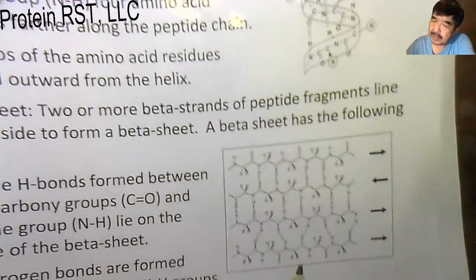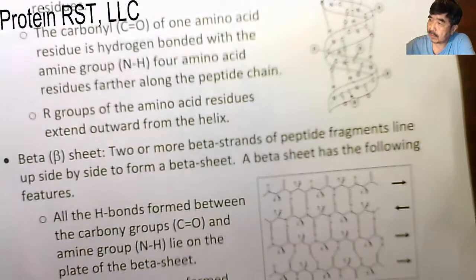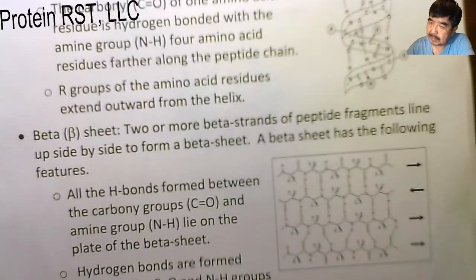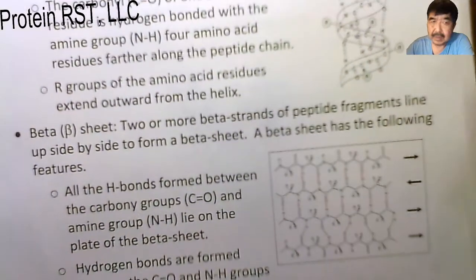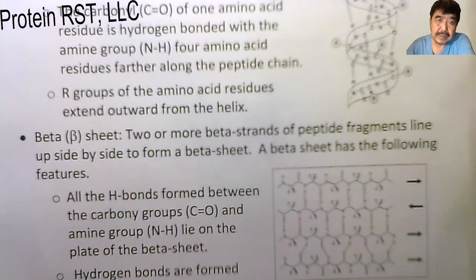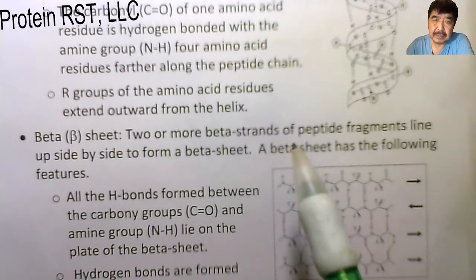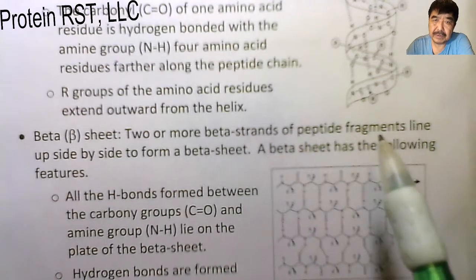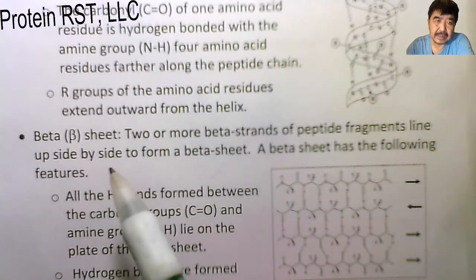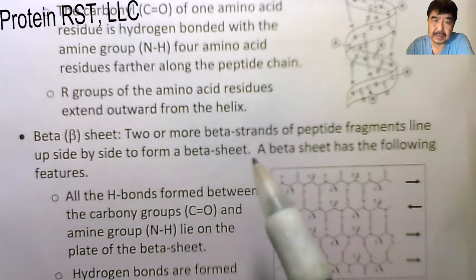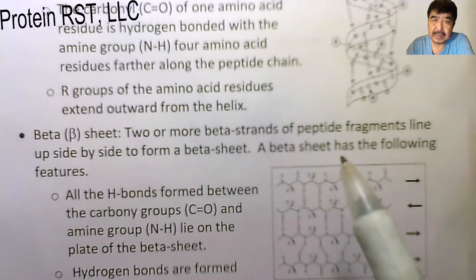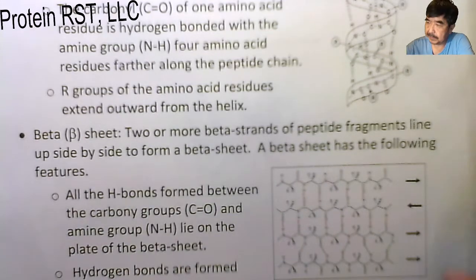The second type of secondary structure is called beta sheets. Beta sheets: 2 or more beta strands of peptide fragments line up side by side to form a beta sheet. Beta sheet has the following features.